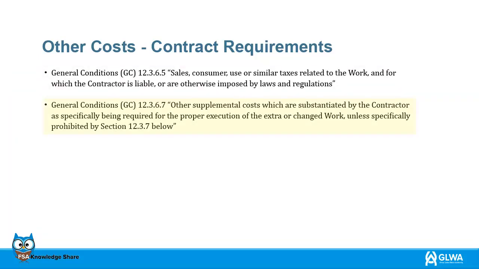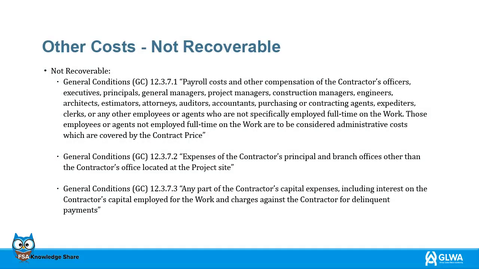General Conditions 12.3.6.7 Other supplemental costs which are substantiated by the contractor, as specifically being required, for the proper execution of the extra or changed work, unless specifically prohibited by Section 12.3.7 below. The following slides will refer to specific sections of the contract which pertain to other costs, not recoverable.